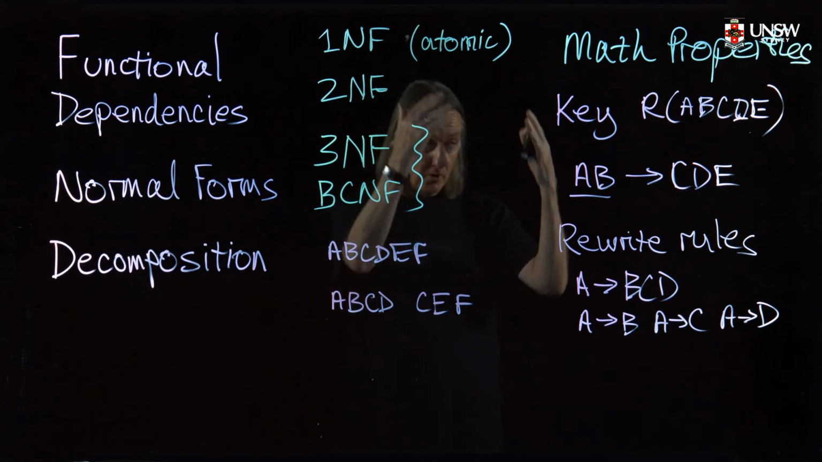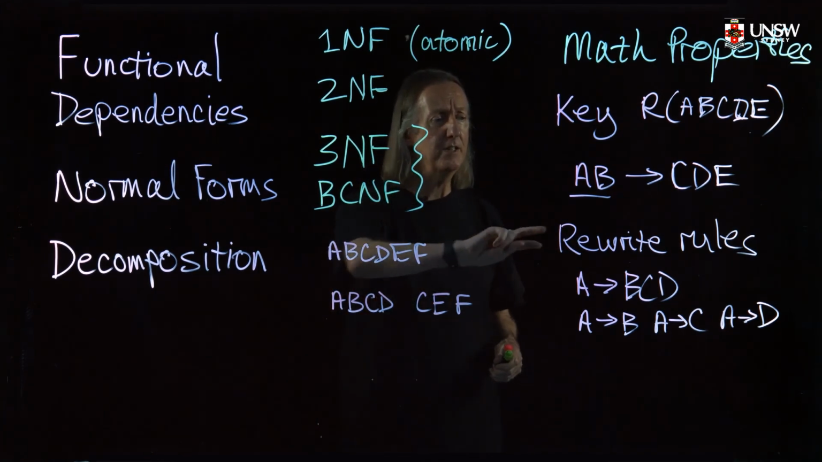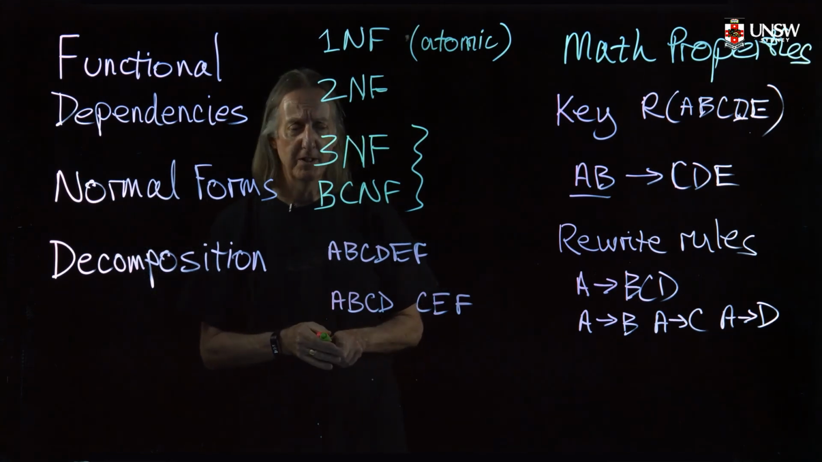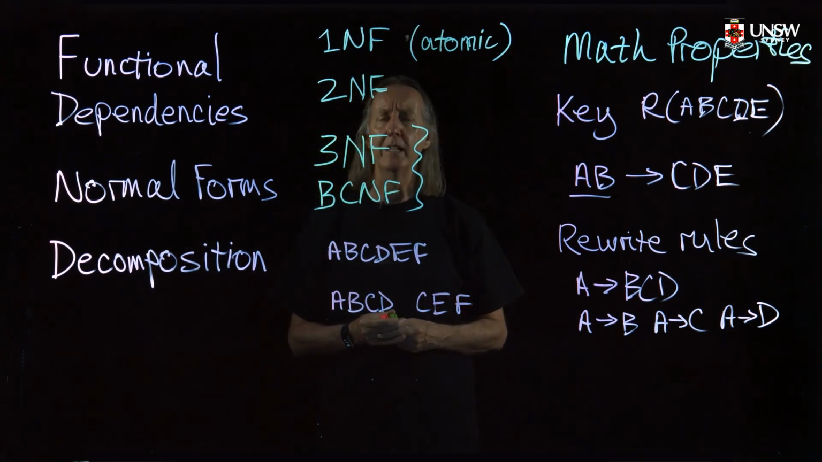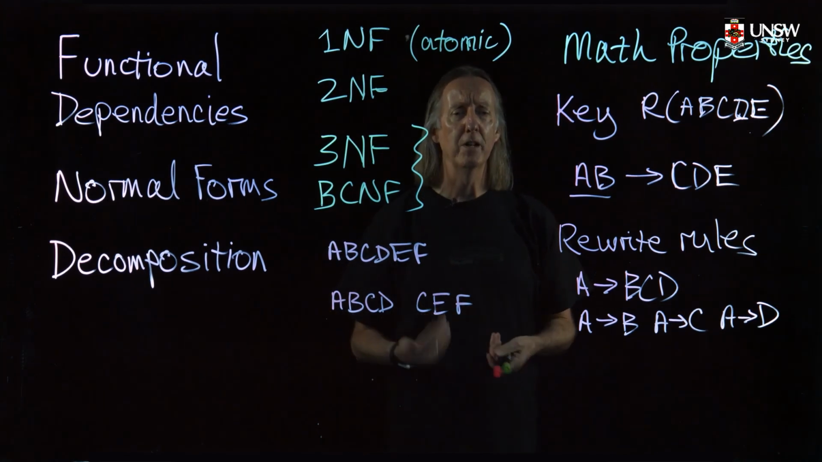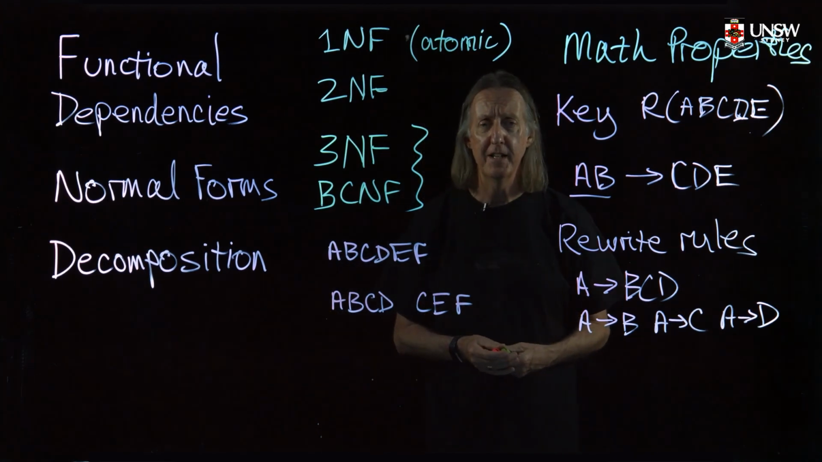So all of these things, the notion of keys, the notion of rewrite rules, the notion of normal forms, and the notion of decomposition make functional dependencies a very powerful tool that we can use to analyse and improve our database schemas.